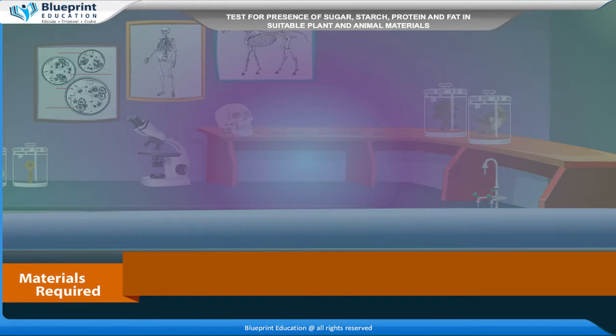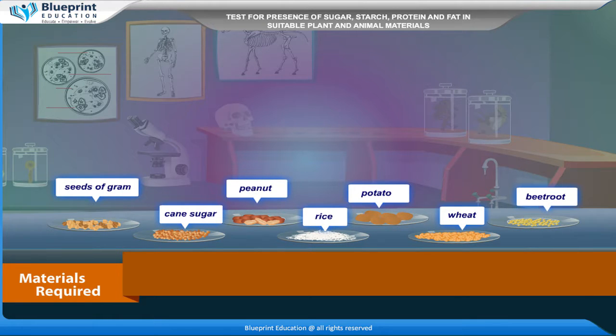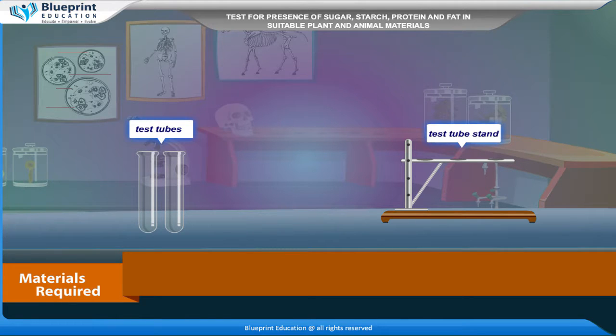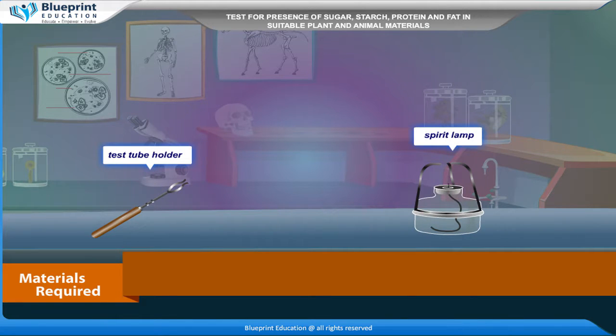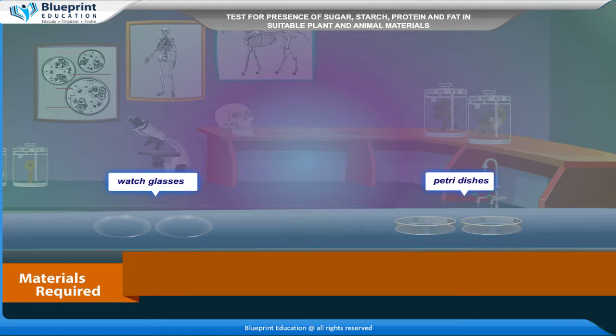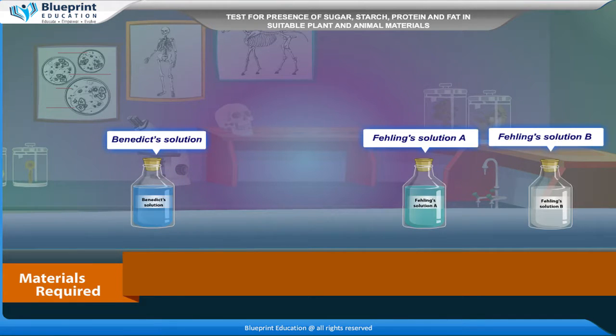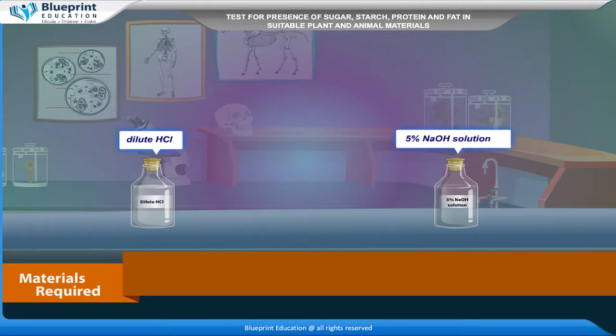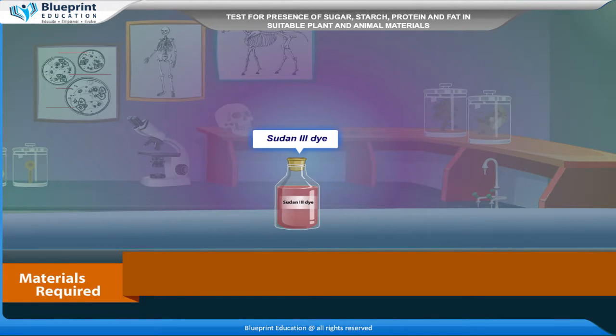The materials required are seeds of gram, peanut, potato, beetroot, cane sugar, rice, wheat, etc., test tube stand, test tube holder, spirit lamp, watch glasses, petri dishes, Benedict's solution, Fehling's solution A, Fehling's solution B, dilute HCl, 5% NaOH solution, iodine solution, copper sulfate solution, Millon's reagent, ethanol, Sudan III dye.